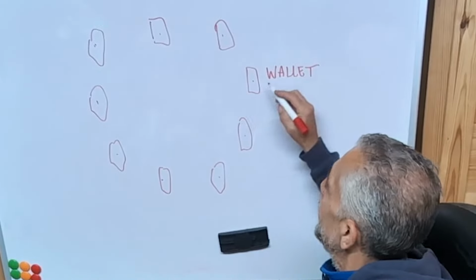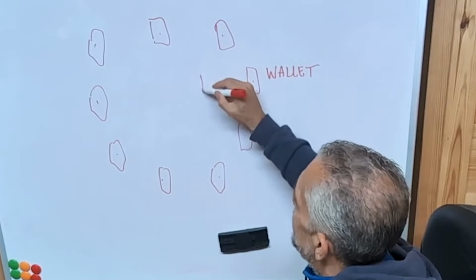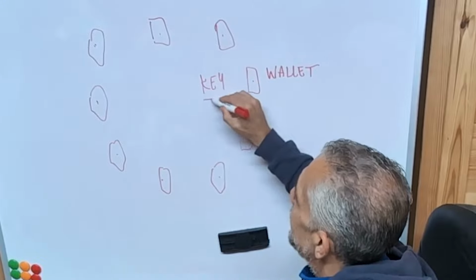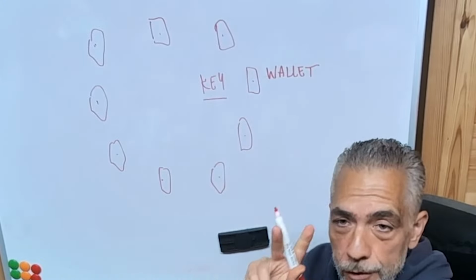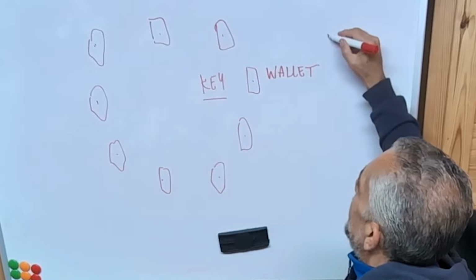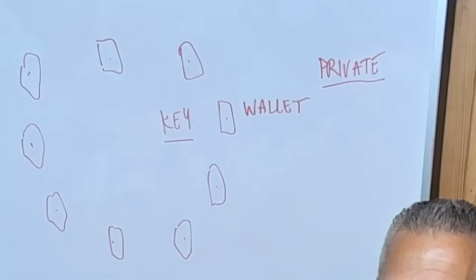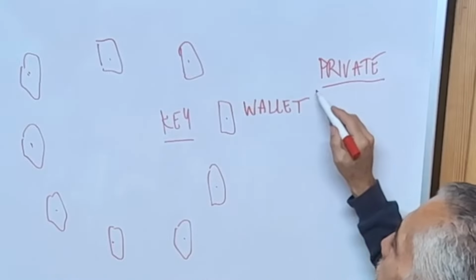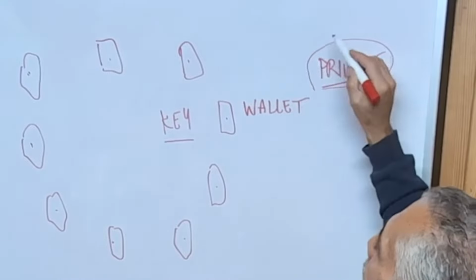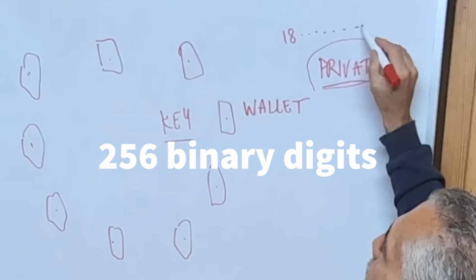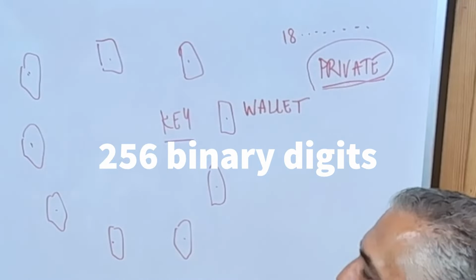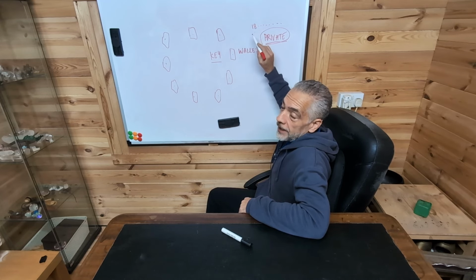So you will have a thing called a key. You will have a key to this wallet. But the key comes in two parts. You have a private key, and that is the one that you need. Only you know this. And it's a long digit number. I think it's 18 digits. So it's a long number, very difficult to crack. But you've got to keep that safe.